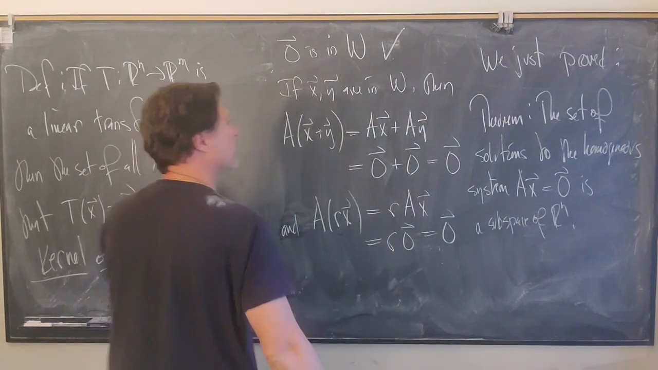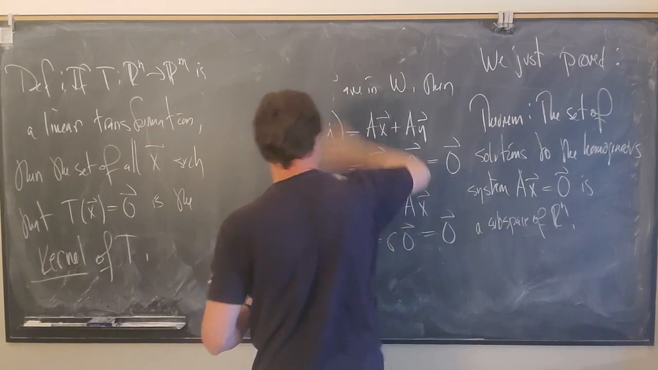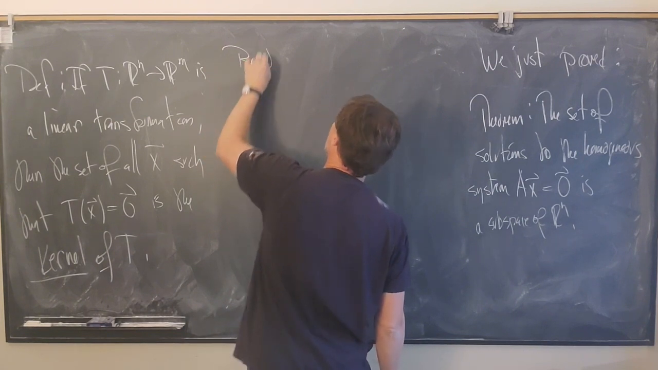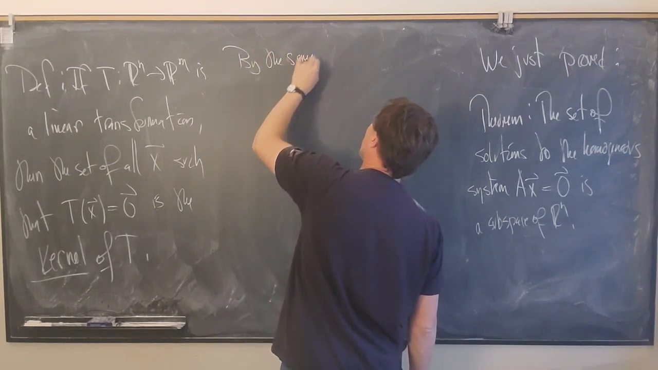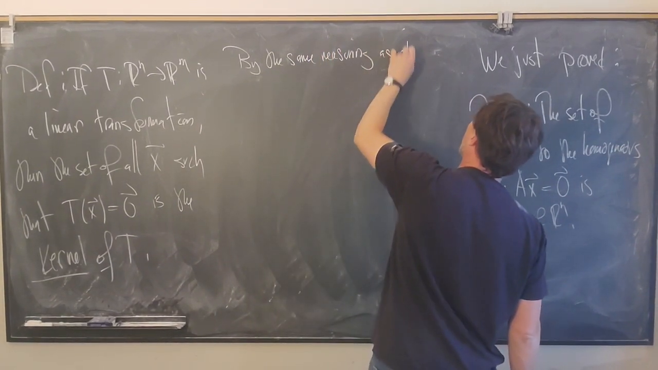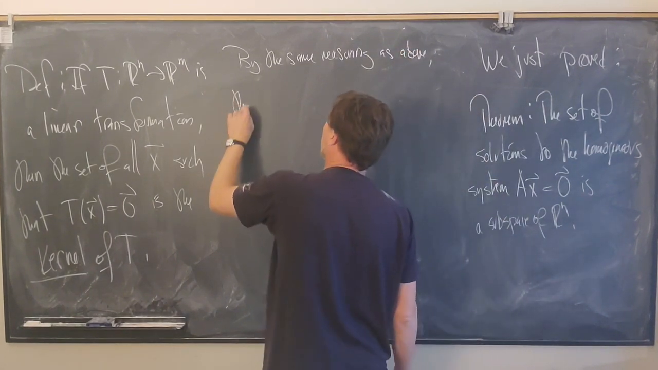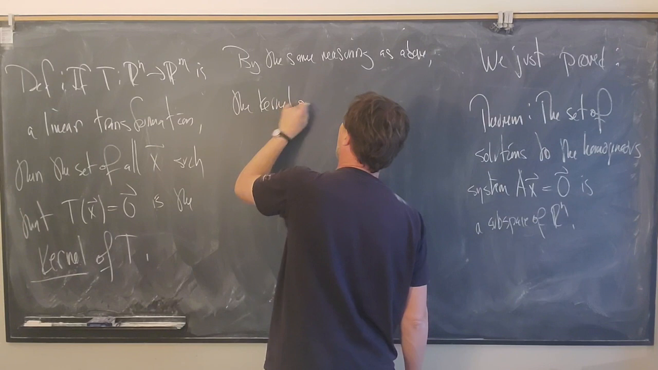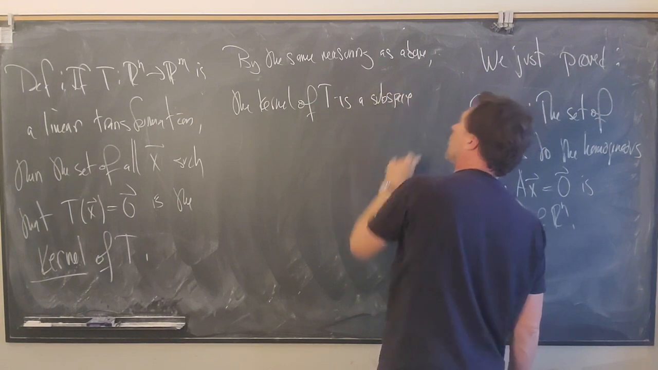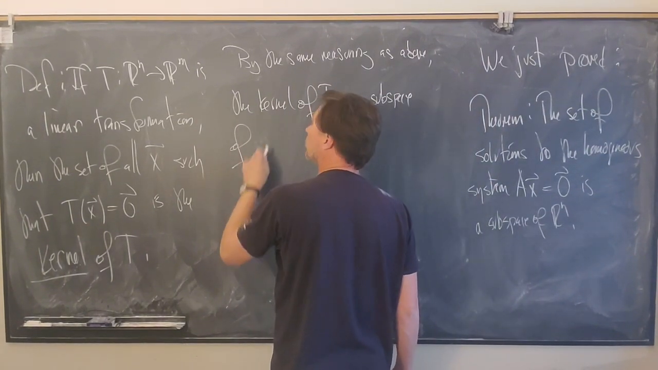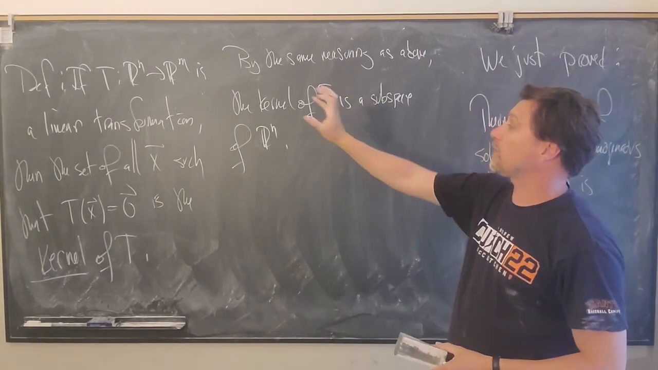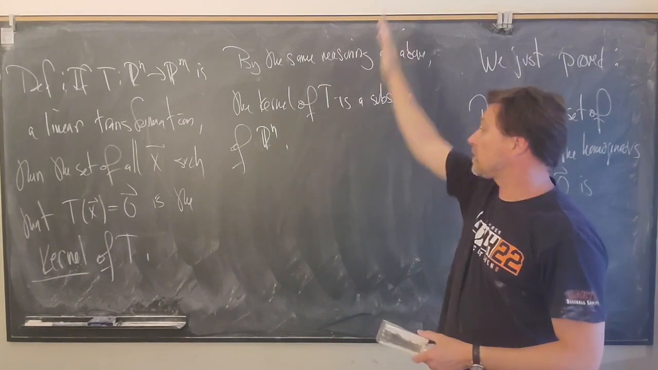And by exactly the same reasoning as in our last theorem, the kernel of T is a subspace of the domain, so of Rn. Right? So here's an important way to find subspaces. Every time you have a linear transformation from Rn to Rm, there is a subspace. It's called the kernel.